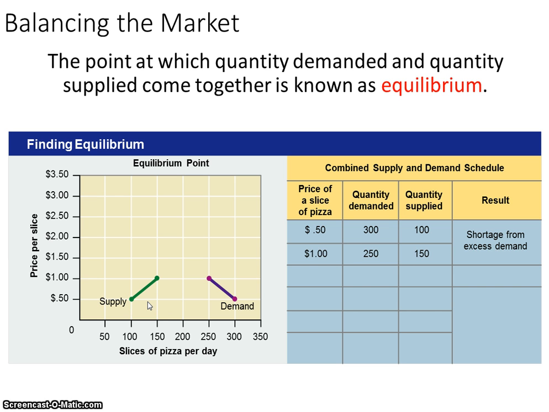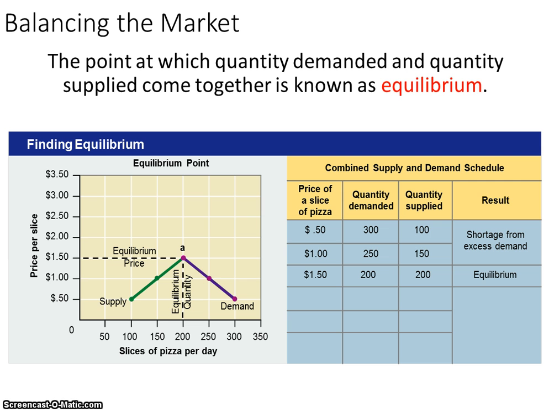As the price increases, more suppliers are willing to supply, but fewer consumers are demanding because prices went up. You have to remember the law of supply states that as prices go up, suppliers will produce more. But the law of demand states as prices go up, consumers are going to demand less. At $1.50 a slice, we reach our equilibrium.